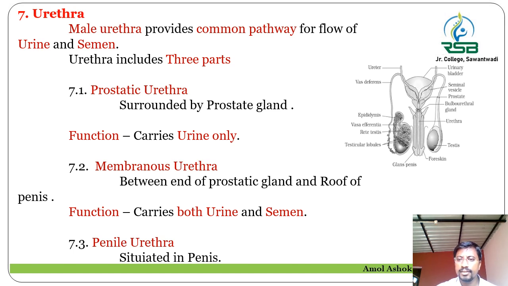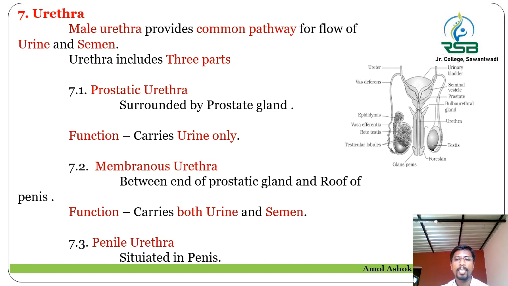Then the next part is the membranous urethra. The membranous urethra is present between the end of the prostatic urethra and the root of the penis, which is the major copulatory organ. Here the penis is there. It is called the membranous urethra, and its importance is that it carries both urine as well as semen. And the last part of the urethra is the penile urethra, which is situated in the penis.